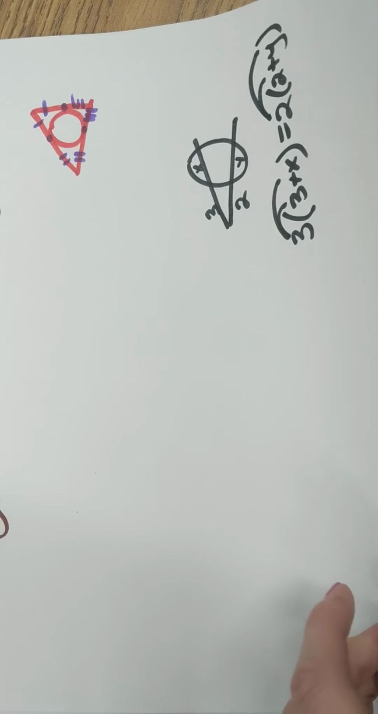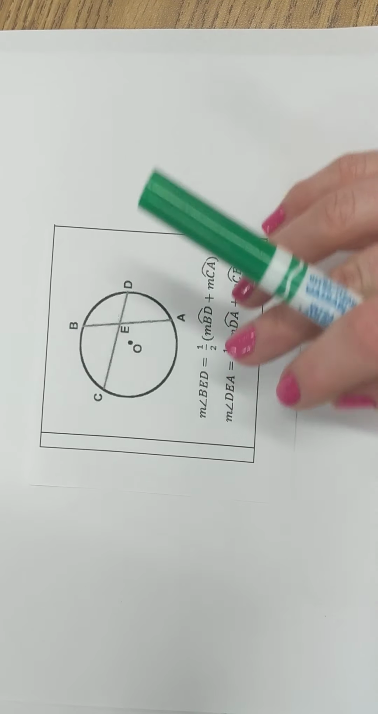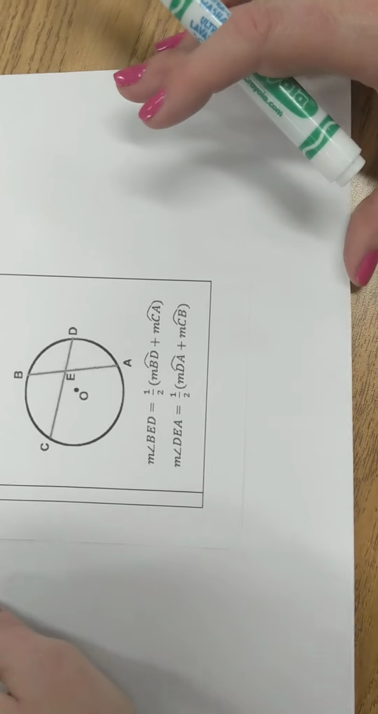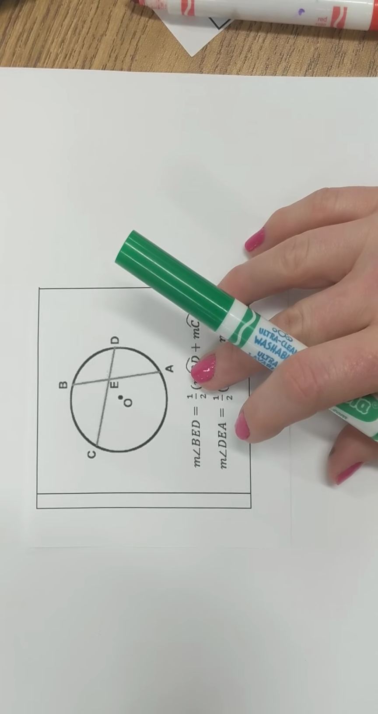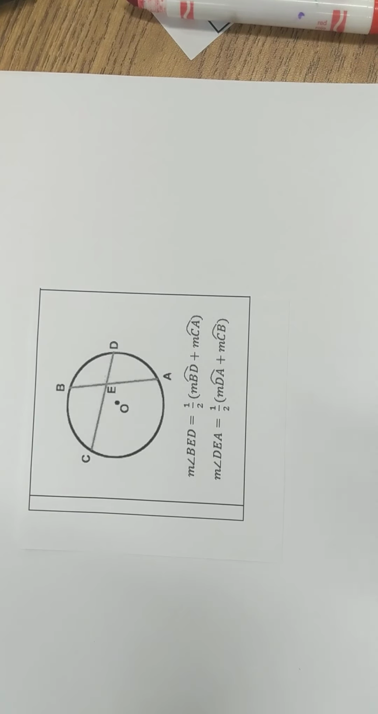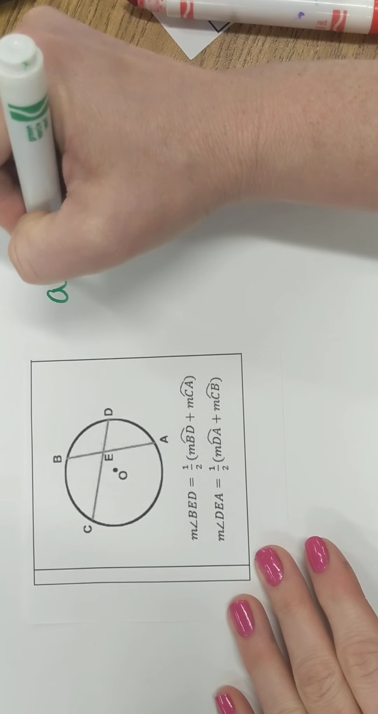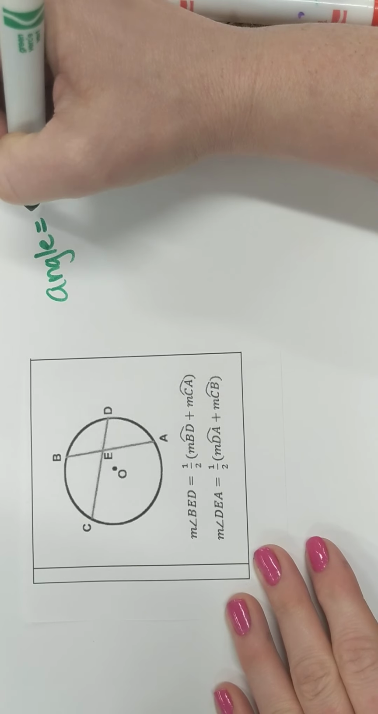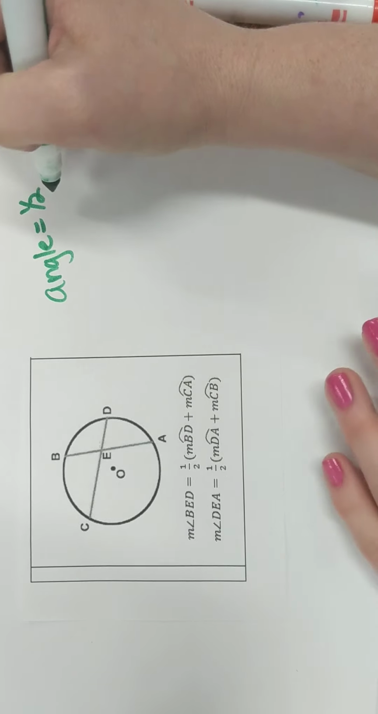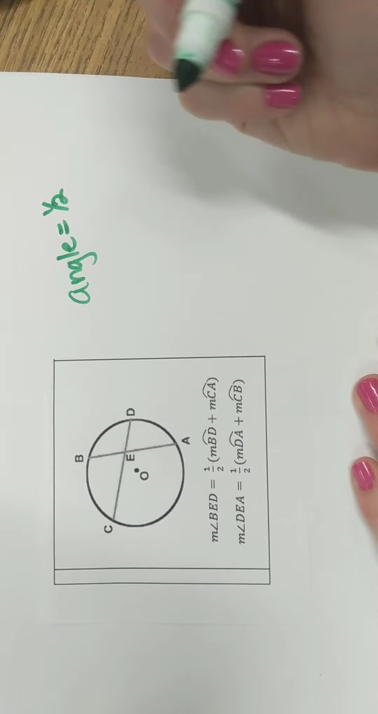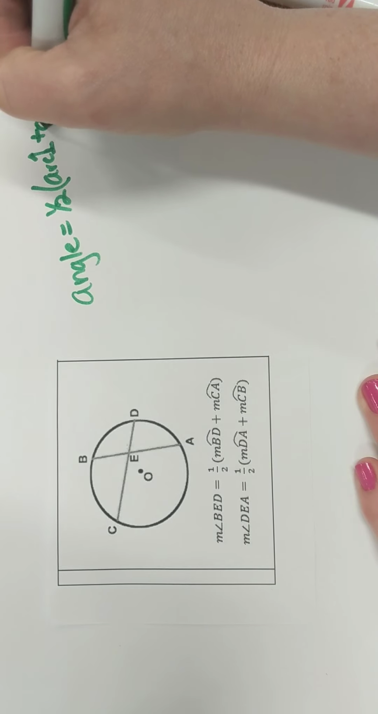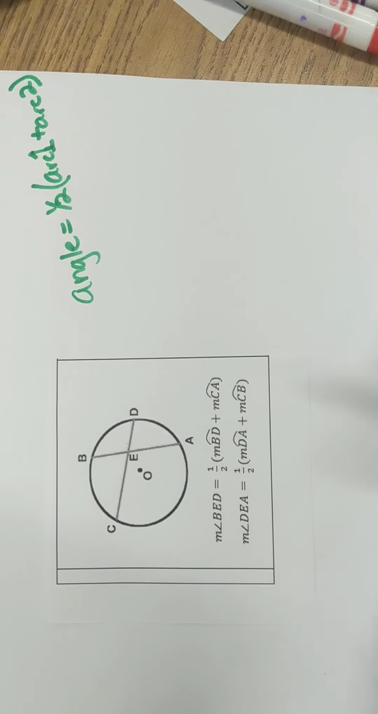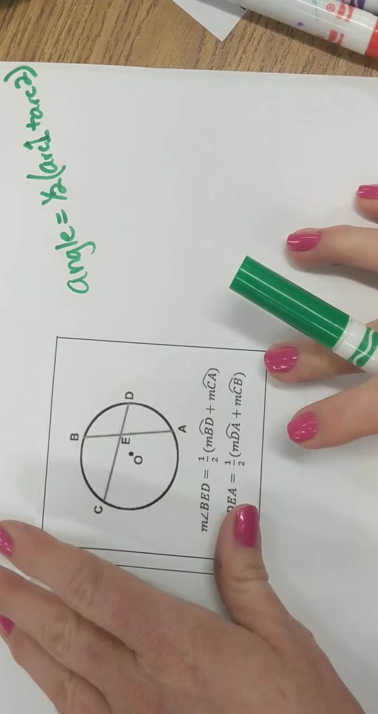The next one, let me get a clean sheet here. The next one is, whoop, I dropped my camera, sorry guys. I think the best way to write this formula is angle equals 1/2 arc 1 plus arc 2. You can use 0.5 if the fractions bother you. So that's the formula that needs to go with this, and I'm going to show you what those are.